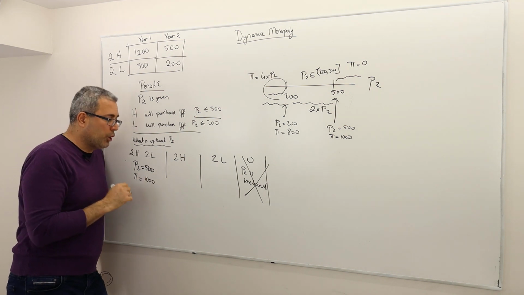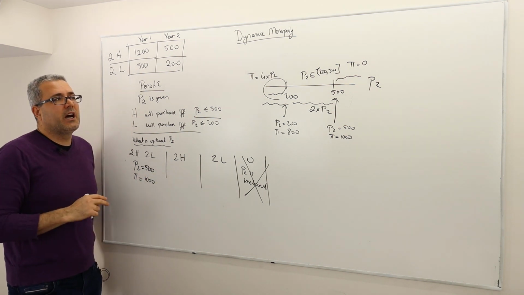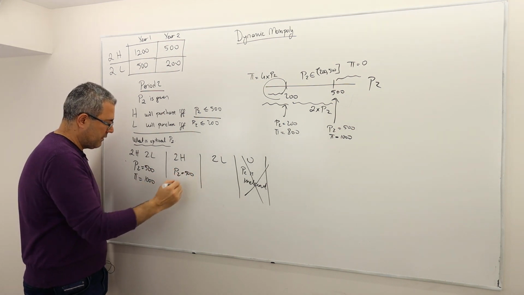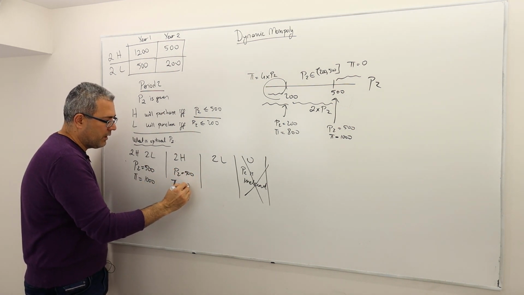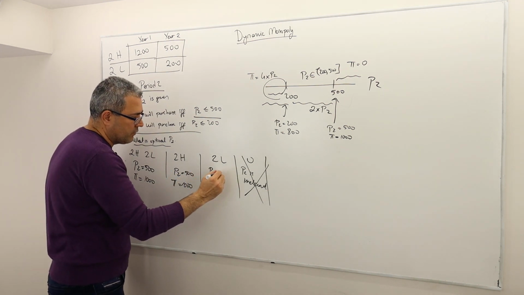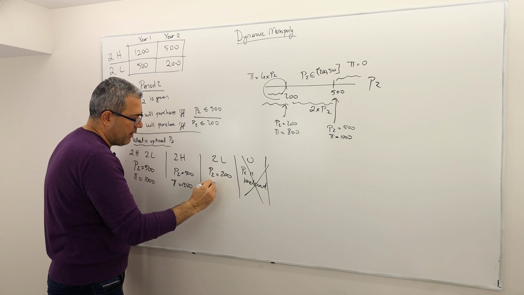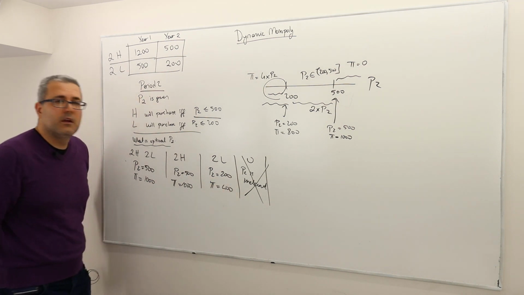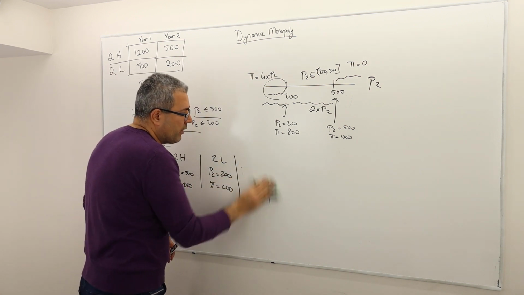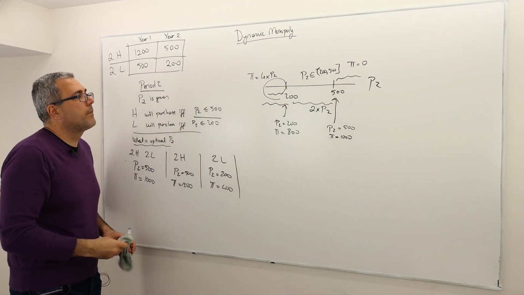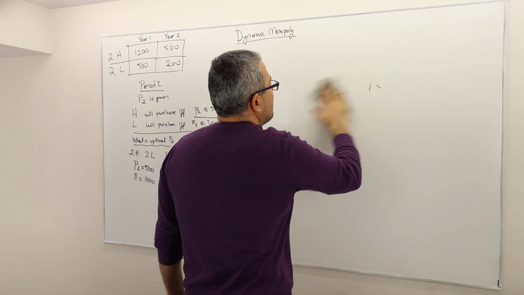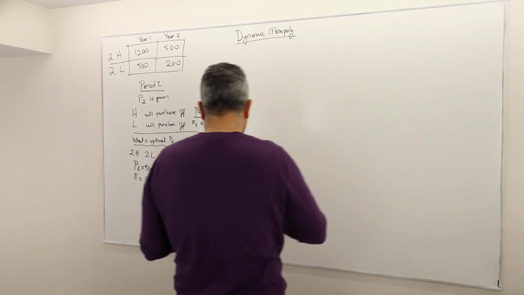Okay? Good. What if only 2 H guys remained? Well, same thing. P2 must be 500, and so profit is equal to 1,000. What if 2 L guys remained? Well, P2 has to be 200, and pi is equal to 400. Okay, that's it. Very good. Well, what am I going to do with this? You'll see. Now, I am done with period 2 analysis. I will move up to period 1.